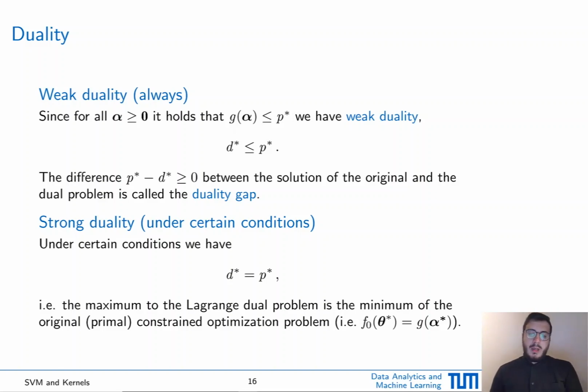This is good news, because now instead of solving the original primal problem, where we had these complicated constraints, fi of theta star less than or equal to 0, where fi can be any convex function, now we have simple constraints which are just that alpha is bigger than 0. And if strong duality holds, the solution to both of these problems is the same, so we might as well just solve the dual problem, which seems like the easier thing to do.